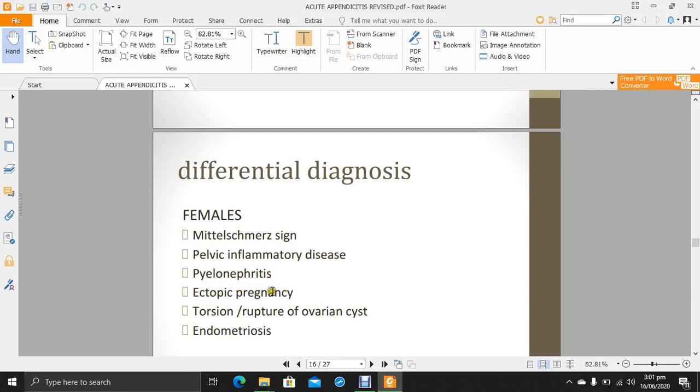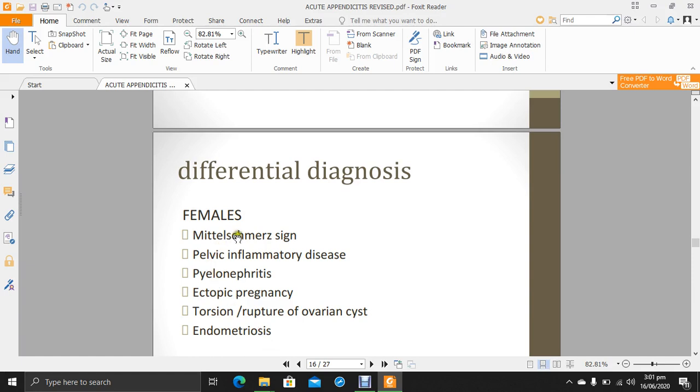And if the ectopic pregnancy is ruptured, the pain will be sudden, acute, and severe. And the patient can develop shock because of hypotension, as too much bleeding occurs. Torsion or rupture of an ovarian cyst: torsion of the ovary itself, torsion of the ovarian cyst, and rupture of the ovarian cyst. Endometriosis. Remember, endometriosis occurs with the menstruation.